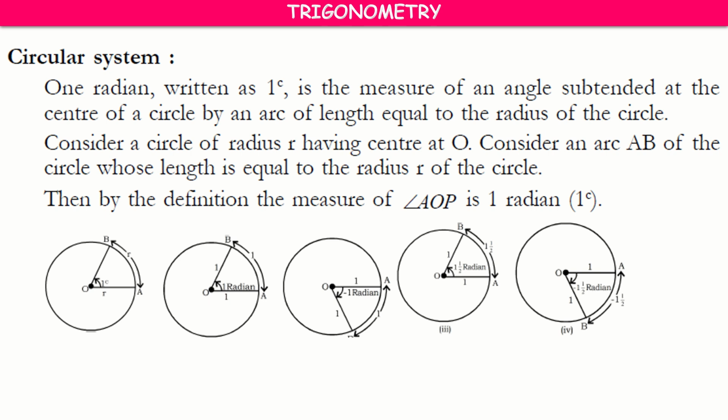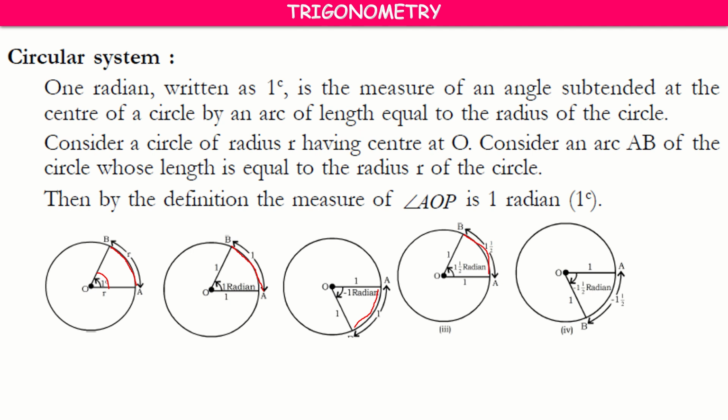Circular system is very important. The circular system is defined with radians. See, what is the circular system? It is the angle subtended at the center of a circle by an arc of length equal to the radius of the circle. Whatever angle is subtended here at the center of the circle by an arc of length equal to the radius. This is the arc length, and this is the arc length here, and this is the arc length.